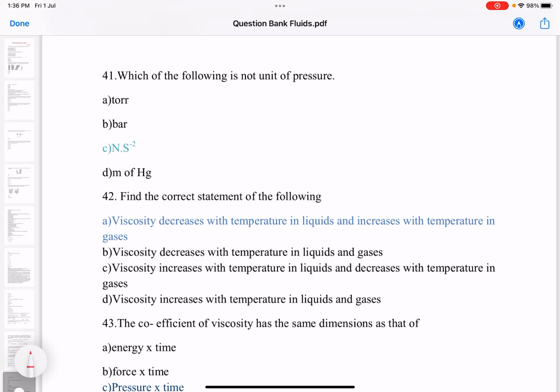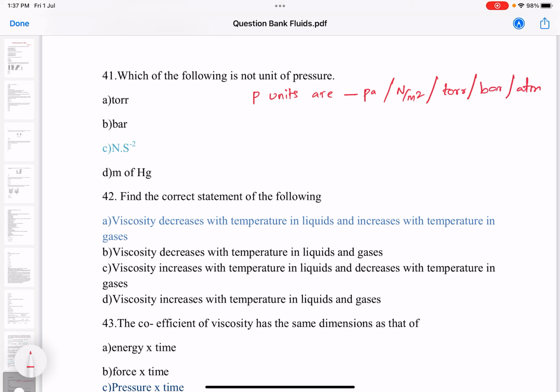Dear students, I am going to continue from question number 41. Which of the following is not a unit of pressure? We know the units of pressure are pascals, newton per meter square, or torr, or bars, or atmospheres. These are the units of pressure.